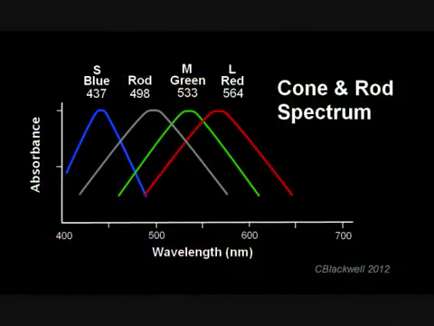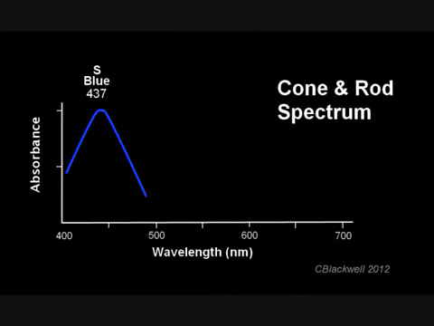This graph shows the region of the spectrum that each of the 3 cone types is sensitive to. The naming convention works like this. Blue light has a short wavelength, so these are called either blue cones or S cones. On the spectrum, its peak sensitivity is at 437 nanometers. Here is the peak of rod sensitivity, but rods don't contribute to color vision.